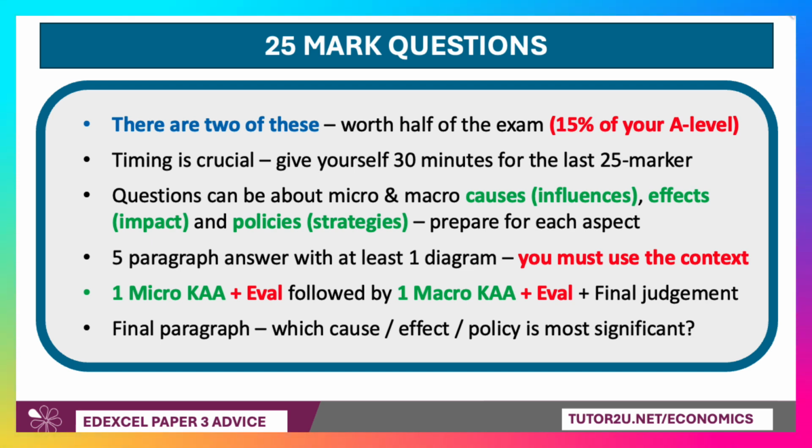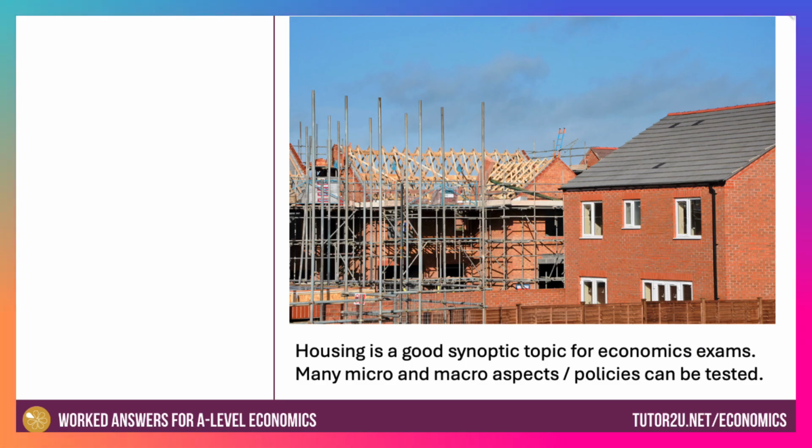My suggested structure is a 5-paragraph answer with at least 1 diagram, but critically, please make sure you do use the context to get those application marks. So 1 micro KA paragraph followed by evaluation, 1 macro KA followed by evaluation, and then the final judgment. Now, typically the final judgment is a good chance to talk about which cause, effect or policy is most significant. Do you think a micro or macro aspect is the most significant?